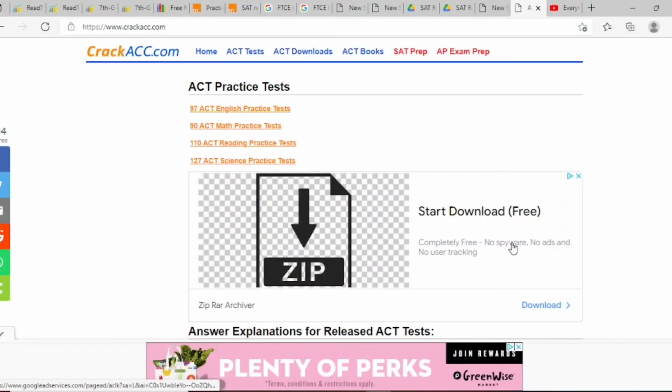I want to tell you guys a little disclaimer. Do not use the prose or the poems. Strictly use the passages with dialogues. Strictly use just the regular passages to practice. I like the ACC website because it doesn't give you all of that. It just gives you regular passages.